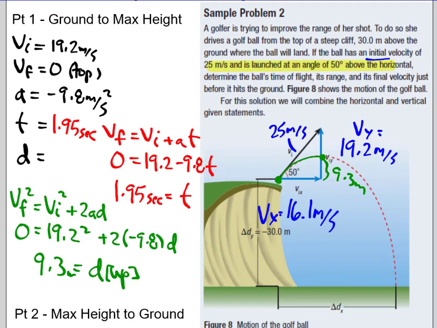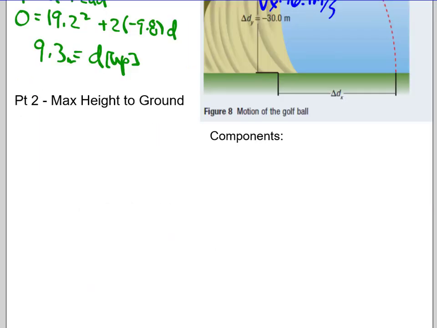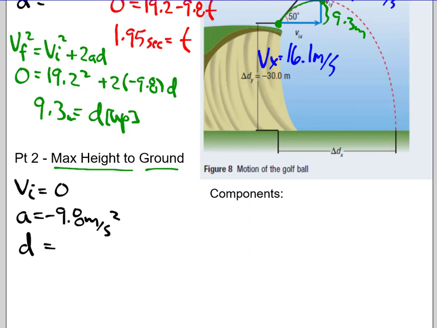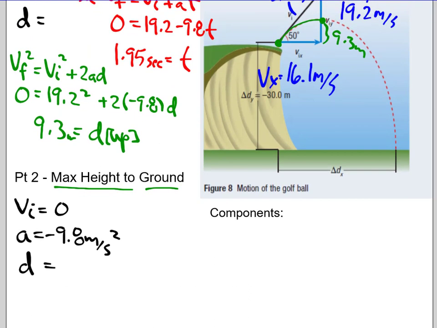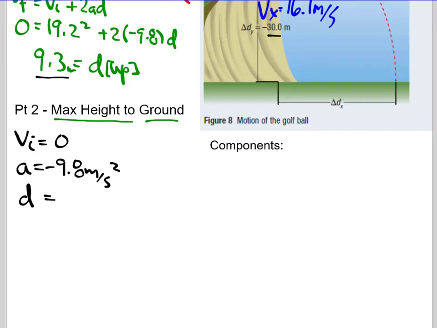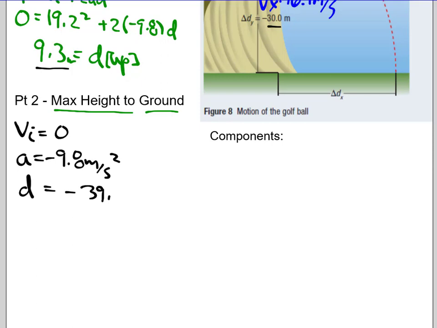Now the second part of the problem is going from the max height back down to the ground. So let's list what we know. At the max height, the Vi is 0. Acceleration is negative 9.8 meters per second squared. I know d now. d is the distance I have to fall back down to the ground. So that is this 9.3 plus the original 30 of the cliff. So I have negative 39.3 meters as the displacement by the time I fall all the way back to the ground. I don't know Vf, and I don't know time.